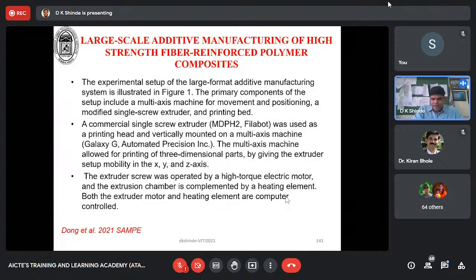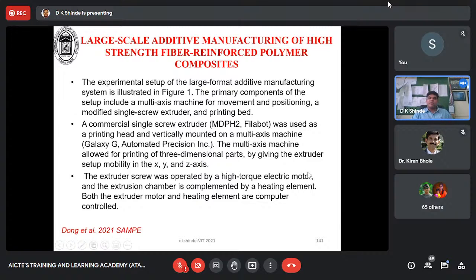This is one area. Then another one I want to discuss is large scale additive manufacturing of high strength fiber reinforced polymer composite. This is again from one of the papers from SAMPE. The experimental setup is for large, bulky components, a bulk structure you want to develop, by depositing material in large area additive manufacturing, where we want to achieve strength.